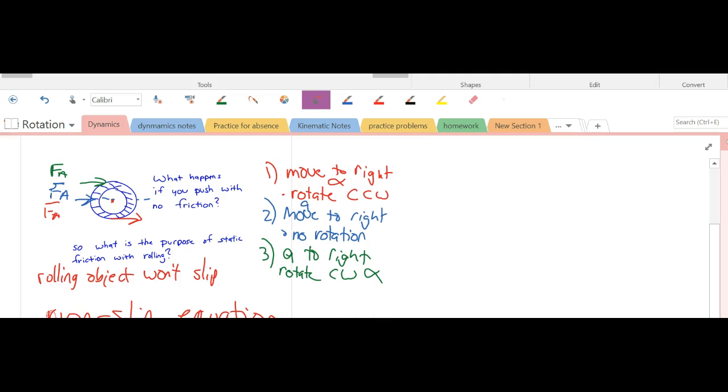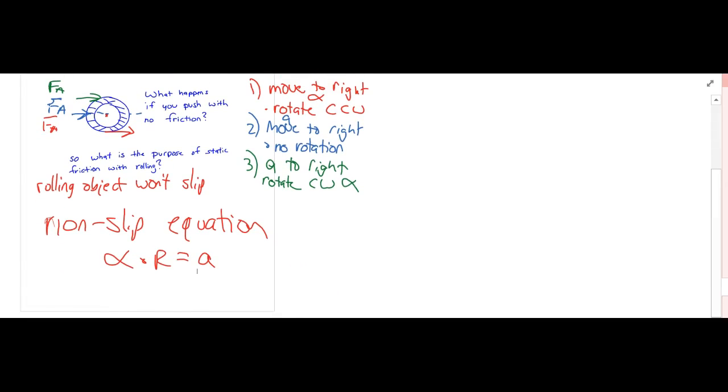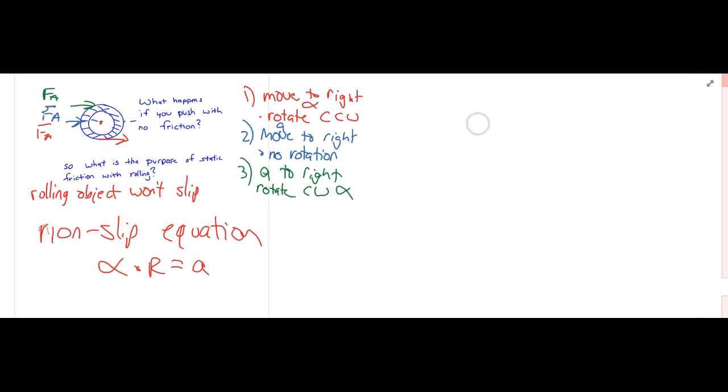How it's working from this equation is that these two sides aren't equal. If I go back to the first one, the red one here, and look at the equation, alpha times r is supposed to equal a. Now in the first one, if I'm moving to the right, I have a linear acceleration to the right, so we'll call that a positive number. Now, it's rotating counterclockwise, but that's the opposite direction. For this equation to be balanced, they both have to have the same sign. So this side would be a negative. So this is not going to be equal. One is negative and one is positive.